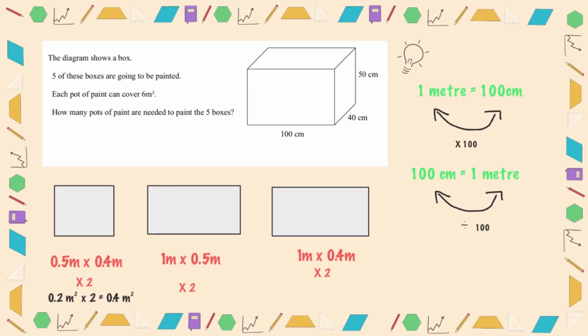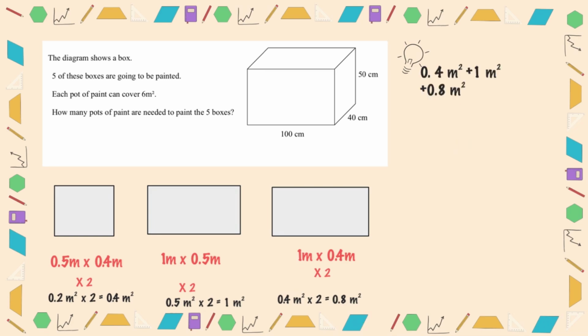So 0.5 times 0.4 is 0.2 meters squared. 1 meter by 0.5 meter is 0.5 meters squared. And 1 meter times 0.4 meters is 0.4 meters squared. Then we're going to times them all by 2, which gives us our answer of 0.4 meters squared for the square. For the rectangle, 1 meter squared, and the other 2 rectangles, 0.8 meters squared. Now we need to add up all the areas to give us 2.2 meters squared. Remember, this is surface area, so the answer is squared.